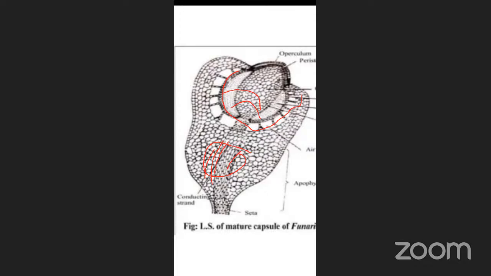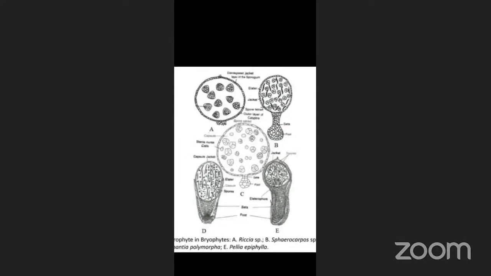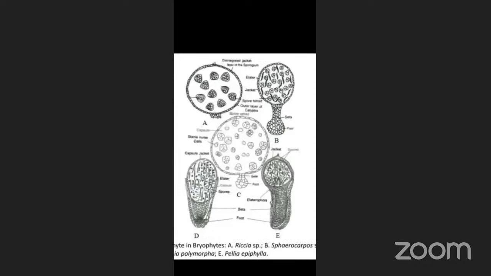Another character is the reduction of the photosynthetic tissue in the capsule wall. Yes or no? See here, in Funaria they have more complex photosynthetic tissue compared to Riccia. Yes or no? So the Riccia sporophyte means the complexity of the sporophyte is very less. Yes or no? Yes, clear, sir?